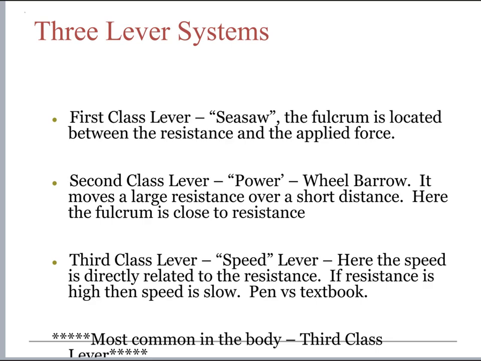With a speed lever or third class lever, the speed is directly related to the resistance. If resistance is high, speed is slow. And again, just to reiterate, the most common system in the body is a third-class lever, the speed levers.